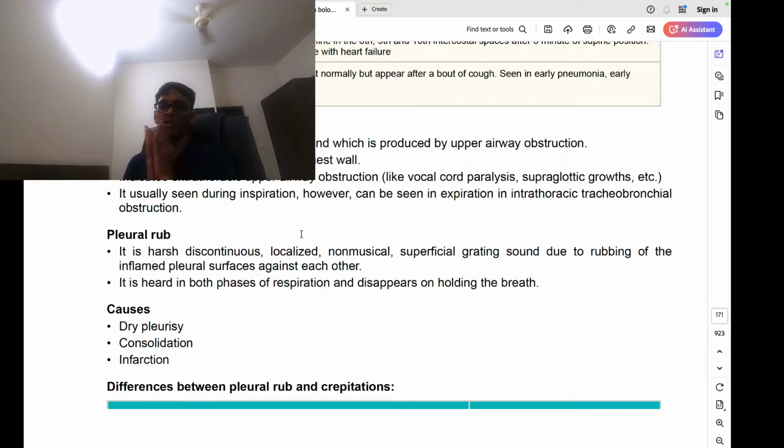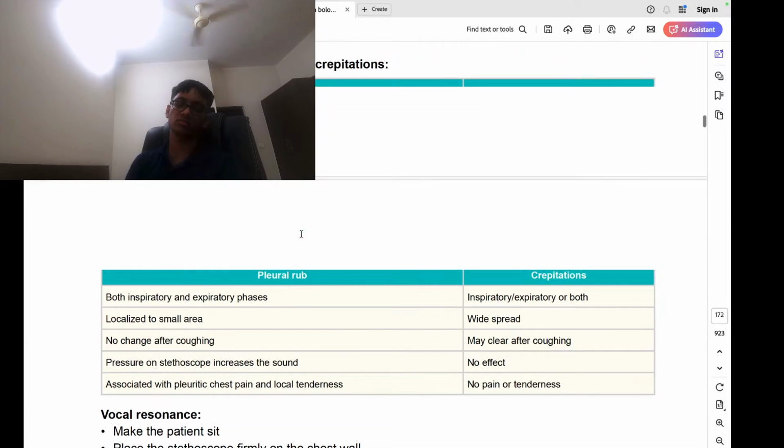Causes of pleural rub are dry pleurisy, consolidation, and infarction. Pleural rub is heard in both inspiratory and expiratory phases, whereas crepitation is heard in either or both. Pleural rub is localized to a small area, while crepitation is widespread. Pleural rub has no change after coughing, but crepitation may clear after coughing.